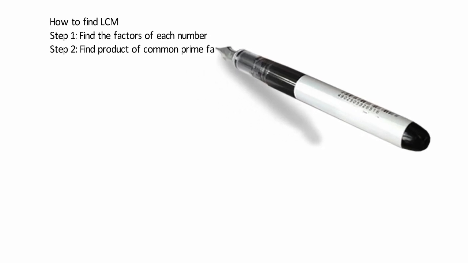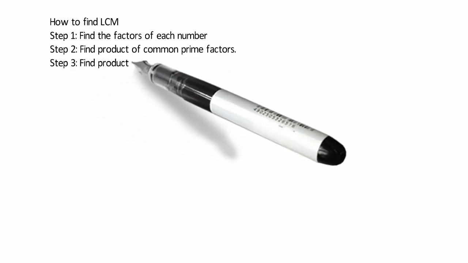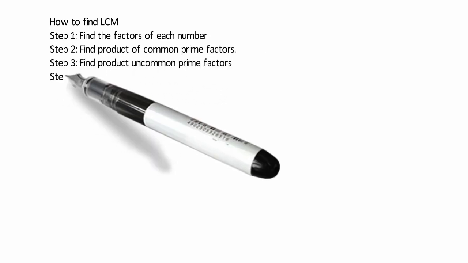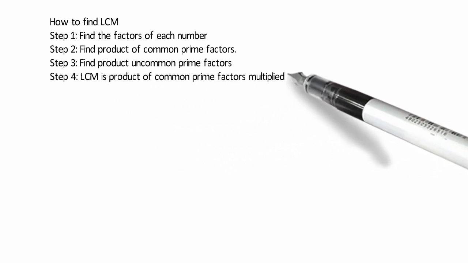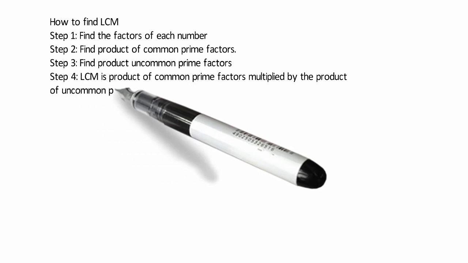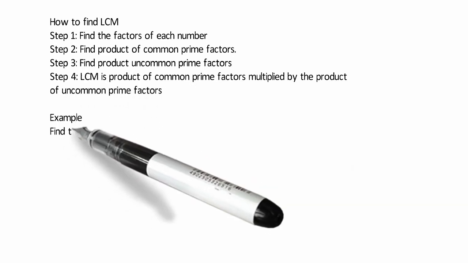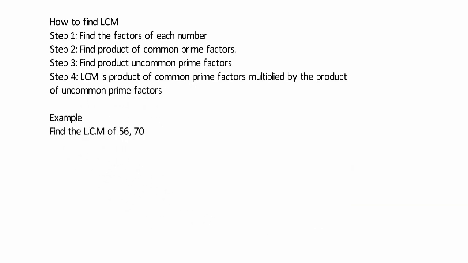Step 2. Find the product of common prime factors. Step 3. Find the product of uncommon prime factors. Step 4. LCM is the product of common prime factors multiplied by the product of uncommon prime factors.